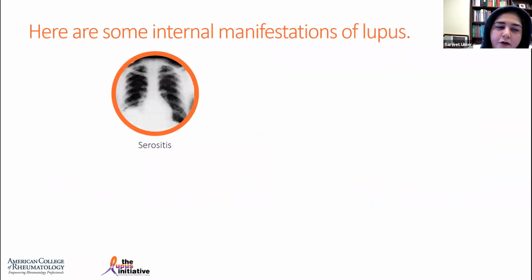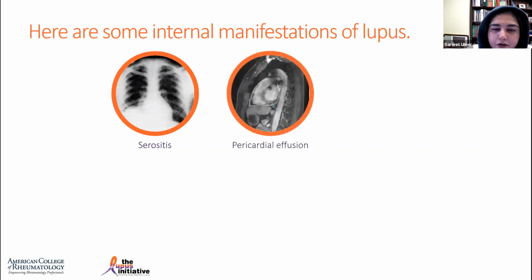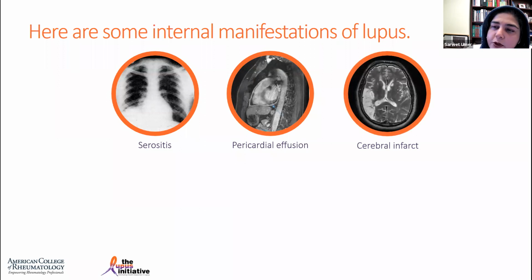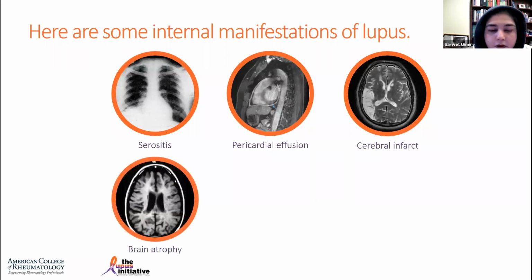Some internal manifestations of lupus can cause lupus patients to be hospitalized. Serositis: lupus patients can present with pericardial effusion, sometimes so big that they are on the verge of tamponade. They can present with pleural effusions. They also can present with peritonitis. A young female with unexplained pericardial effusion, we always think of lupus and keep that in the differential. Cerebral infarct: lupus patients can present with stroke, young persons with stroke, and that can sometimes be the initial presentation of a lupus patient.